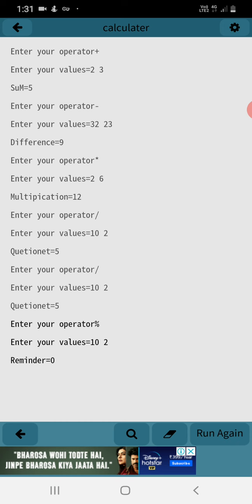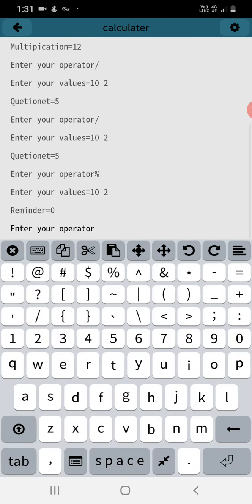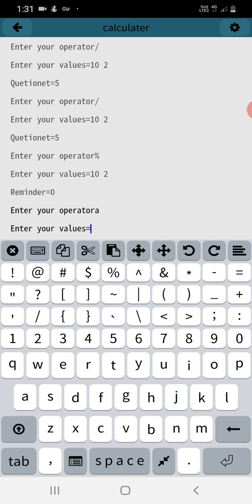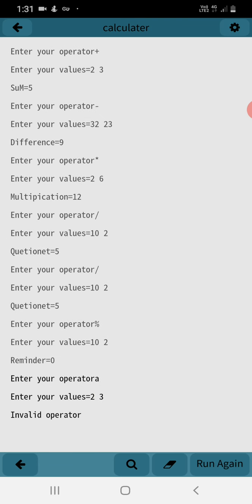All of this is okay. If we give an operator outside the cases that are plus or minus, suppose our operator is a, enter your values, 2, 3, invalid operator, the operator is not there.